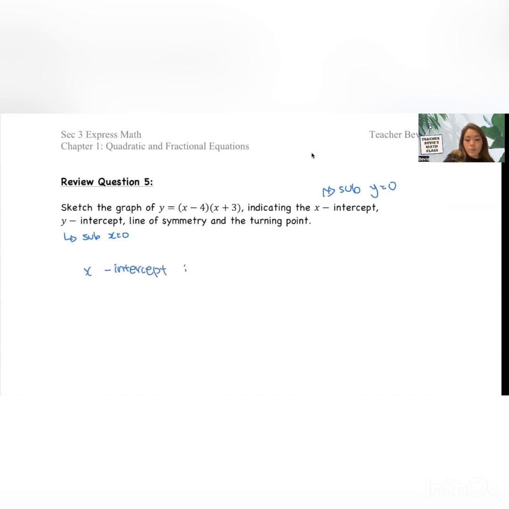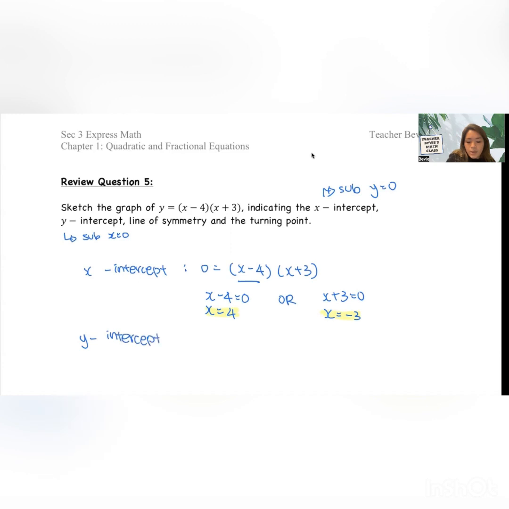I will first sub y equals 0: (x minus 4)(x plus 3) equals 0. My two values of x will be x minus 4 equals 0, x equals 4, or x plus 3 equals 0, x equals minus 3. So these are my two x-intercepts. And then next, we'll continue with my y-intercept.